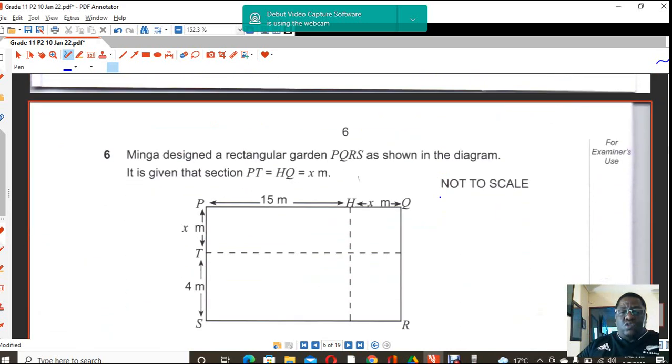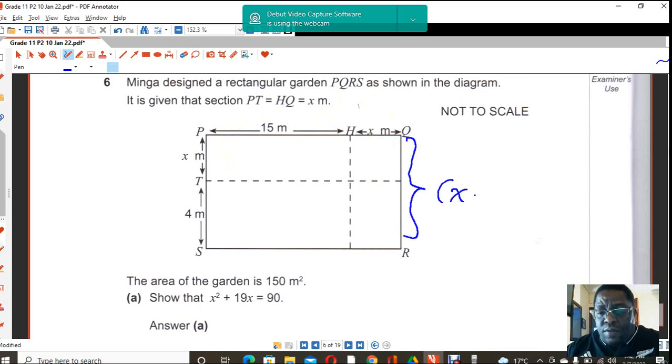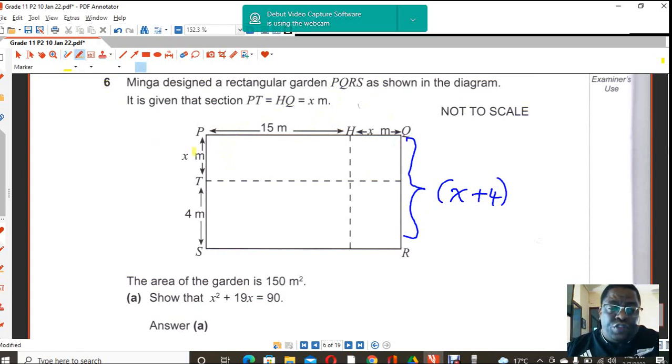So that brings us now to question 6. Also, algebra. So it says Minga designed a rectangular garden PQRS, as you can see in the diagram. It is given that section PT is equal to section HQ, which is also equal to x meter. So if you consider this distance here, you will have x plus 4 more. Can you agree with me? Can you see where I get that? Right? That is what I do there.